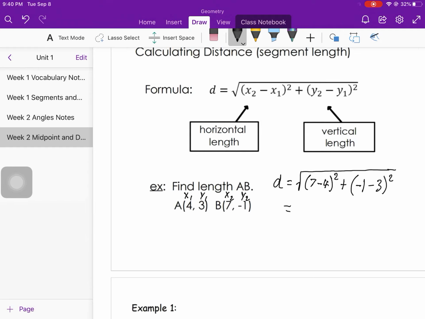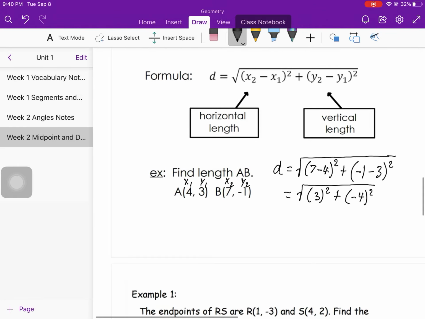Remember to follow the order of operations when you're doing this. So PEMDAS, what comes first is what's inside the parentheses. P stands for parentheses. So 7 minus 4 gives us 3. We still need to square that. And then negative 1 minus 3 is going to give us negative 4. Then we have to square that.